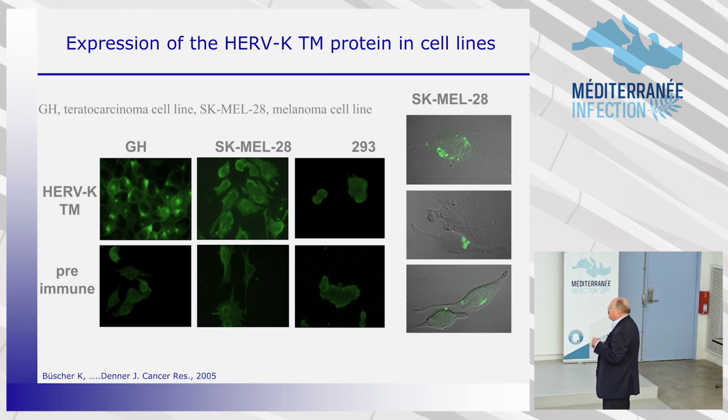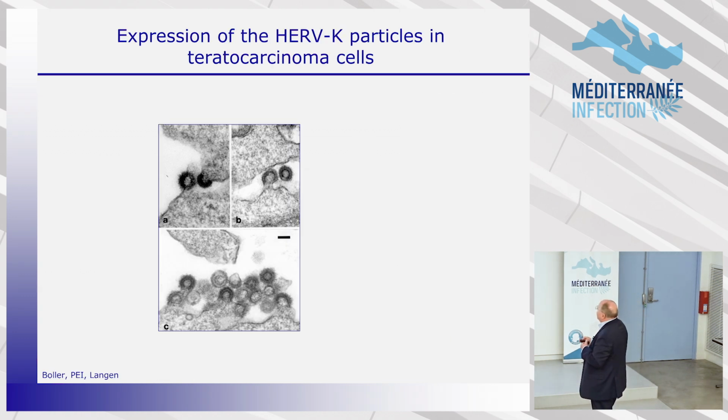Here, for example, you see a protein expression using an antibody against the transmembrane envelope protein. Here we have the teratocarcinoma cell line, here we have the melanoma cell line, and here we have immortalized kidney cells. And in the case of the teratocarcinoma cell line, we can even see virus particles.